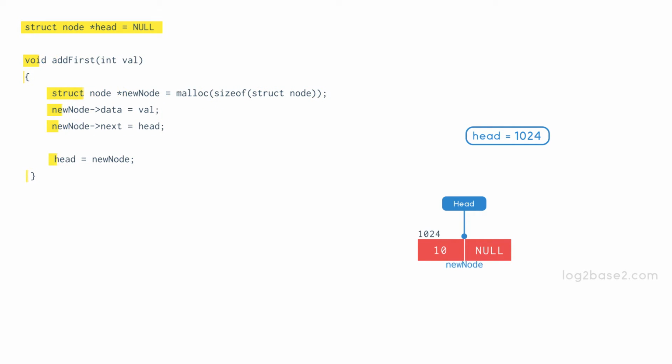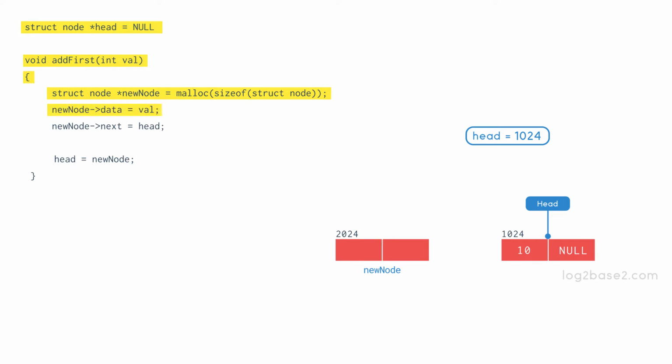Now let us insert another element 20 to this linked list. So now val equal to 20, and the malloc will be creating the new node and add 20 at the data part, and next should point to the head, and head is at 1024, so next equal to 1024. So 20 is pointing to the head now. And now make 20 the head of the linked list, and it is at address 2024.